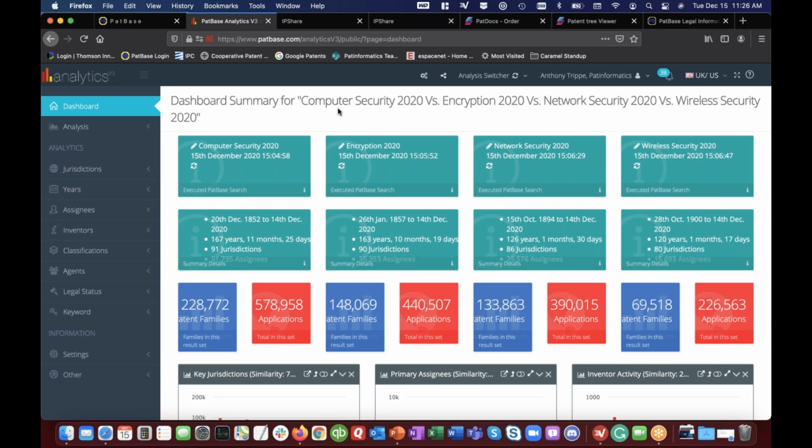There's my computer security subcategory. There's my encryption subcategory. There's my network security subcategory. And there's my wireless security subcategory. And so now I've taken 4 out of the 5 collections that I built and merged them together to come to 430,000 records or so. And I've put them together here.